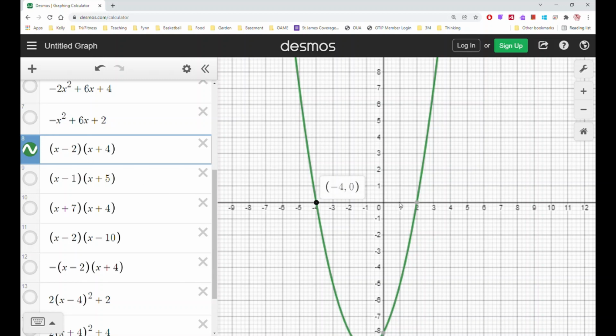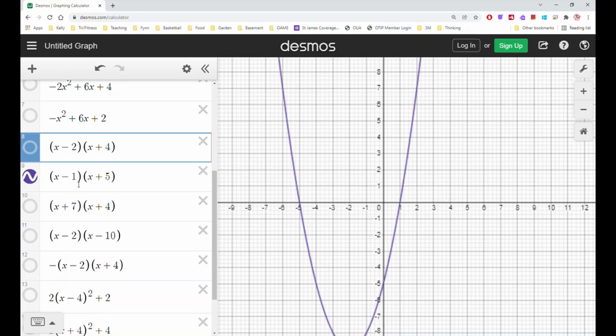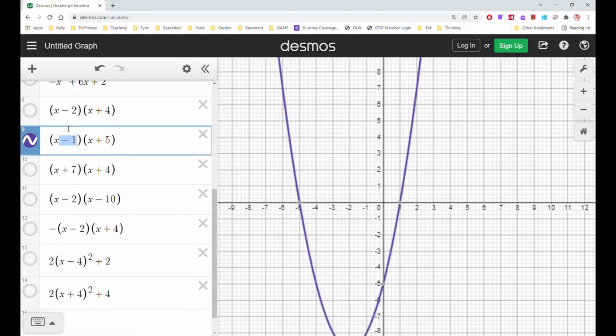A plus 2 is a negative 2, and a negative 2 is a plus 2. So these roots or zeros are your x-intercepts. So if we look here, it's a negative 1 here. So the opposite of that is 1, and boom, we have an x-intercept of 1. We have a positive 5 here. The opposite of positive 5 is negative 5.